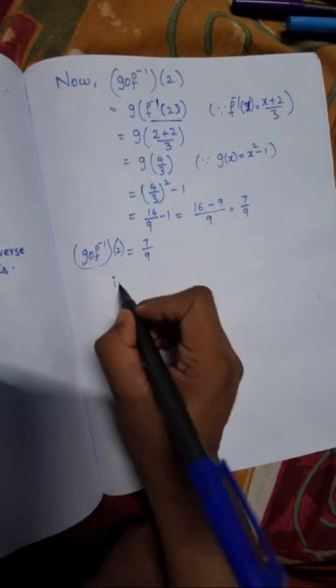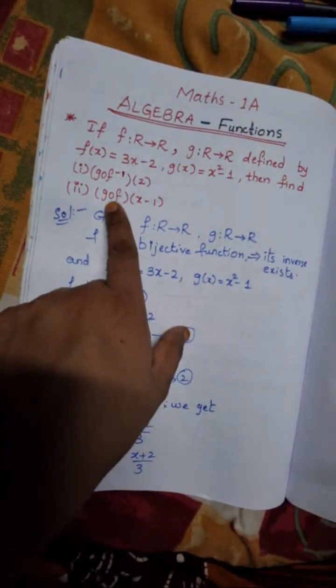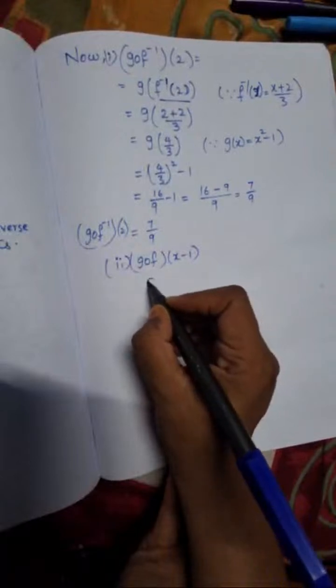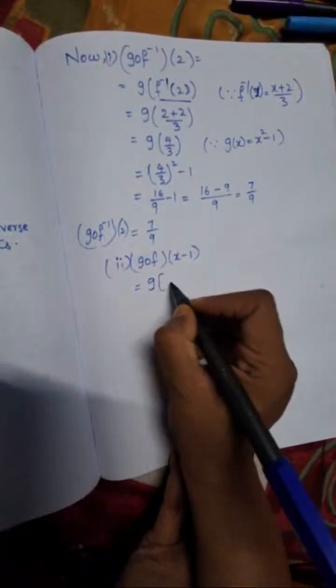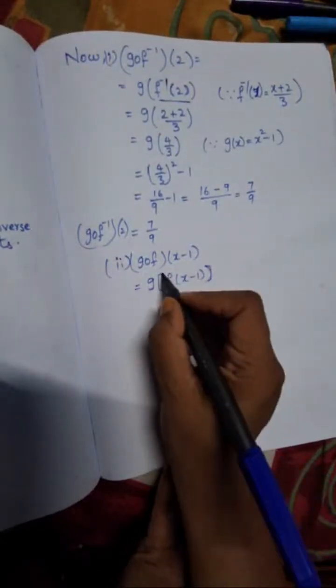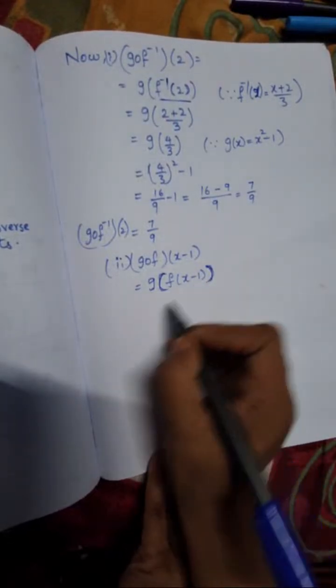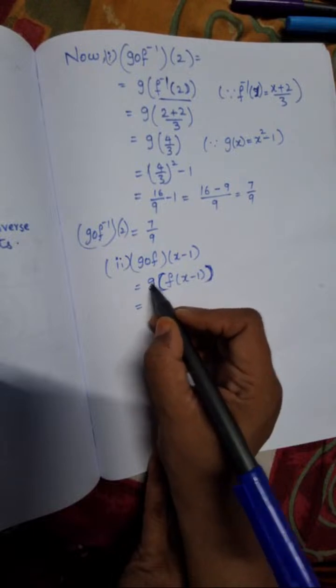So this is the first one. Now the second one: G circle f of x minus 1. We have to take this circle as a bracket, g of f of x minus 1. First solve the curly brackets, f of x minus 1. After that we have to solve g of that value.